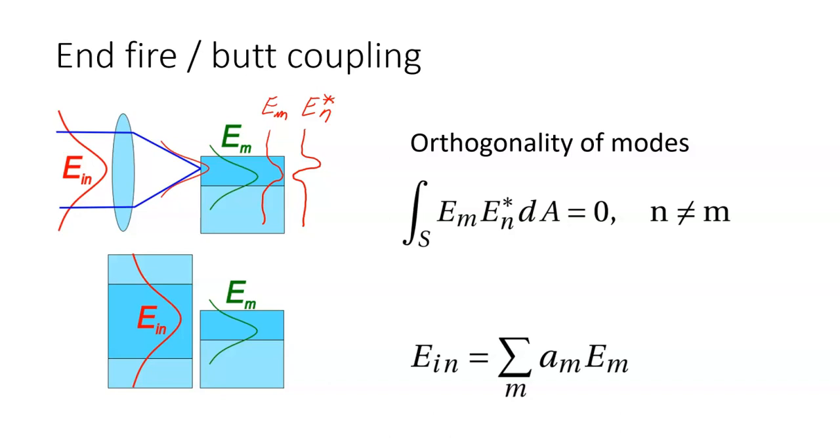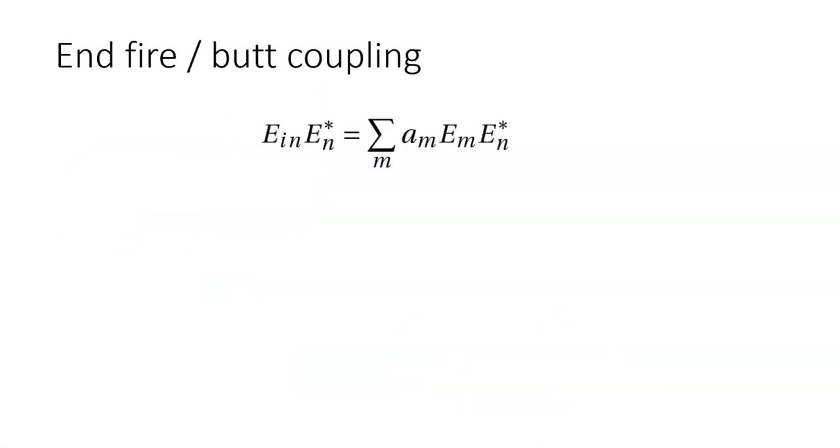We can now present the incident field as a weighted sum of these orthogonal modes. And now our first task is to find the amplitudes A_m of each mode to obtain a presentation of the incident field. First, we can multiply both sides with a complex conjugate of another mode, E_n.